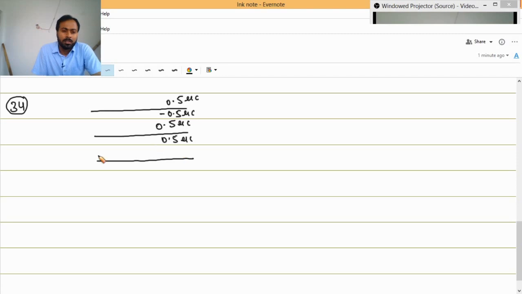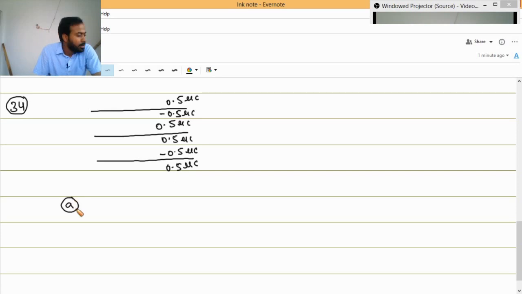Since in this question nothing is asked about this plate, we can ignore the charge distribution over this plate, but for the beginners it will be helpful. So again I will do it. This is 0.5 microcoulomb. Again, because of the induction effect, 0.5 microcoulomb will appear on this plate, and similarly positive 0.5 microcoulomb will appear on this plate. So we have now decided the charges on all the sides of the plates. Now we can solve our problem one by one.